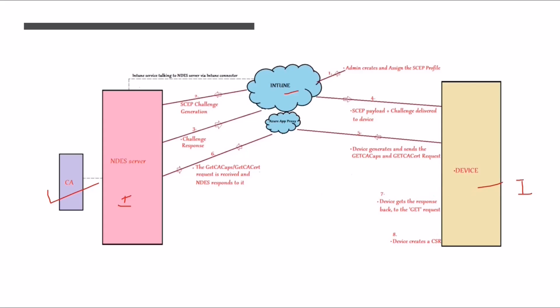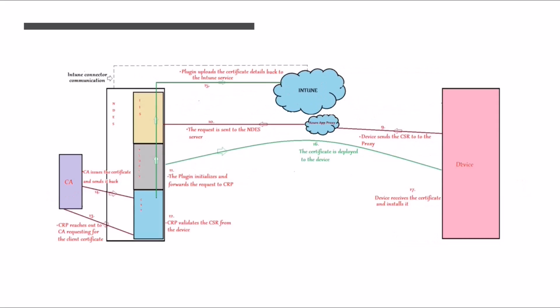So what happens is the device first reaches out to something called app proxy. The app proxy forwards that request to the NDES server. The NDES server reaches out to the CA. The CA issues the certificate and sends it back to the NDES, and then the NDES server deploys that certificate back to the device. So again, a 1,000 feet overview of how a certificate delivery happens when an on-premise NDES is present.